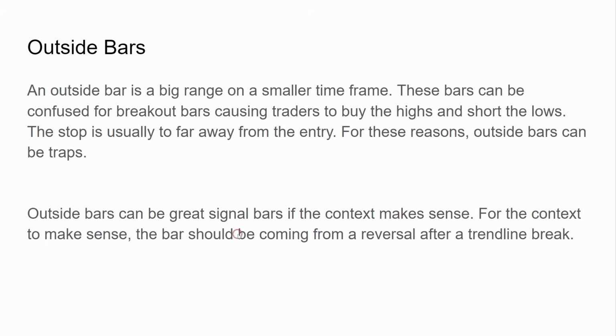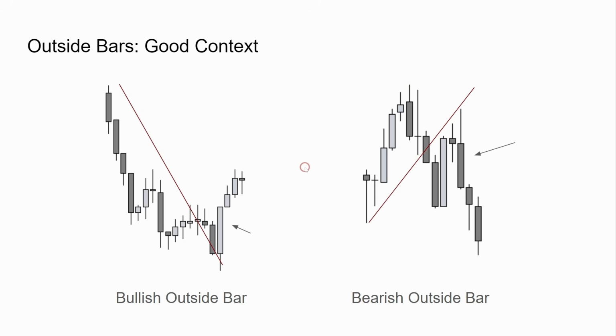Outside bars can be great signal bars if the context makes sense. For the context to make sense, the bar should be coming from a reversal after a trendline break. I'll give outside bars its own section within chapter 1 because of how easily you can get trapped. It's really easy to lose money on a bad outside bar, and they look like breakout bars.